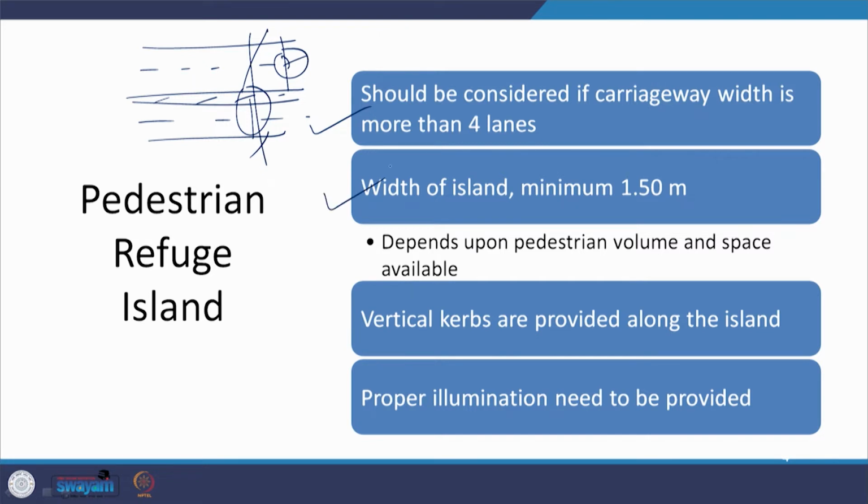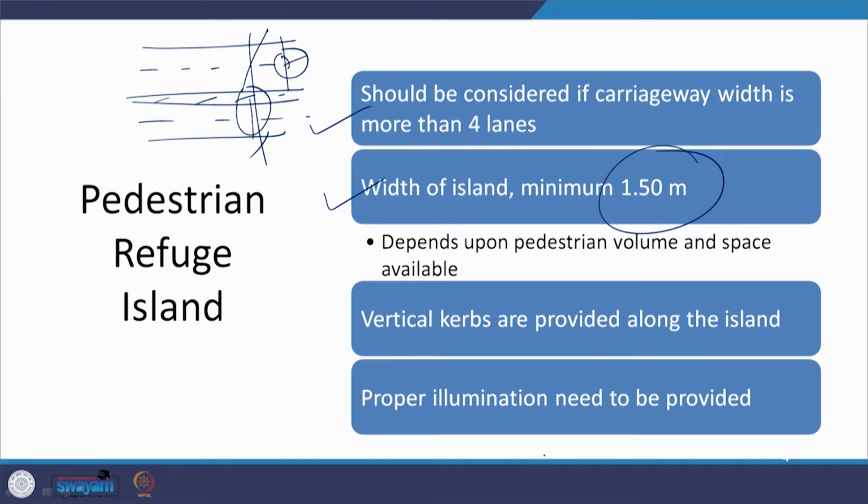The width of the island should be kept as a minimum of 1.5 meters. We have talked about 1.2 meters previously too, and in extreme conditions we have also said that it can be 0.6 meters, but as far as possible we should try to provide 1.5 meters. And of course, as I said previously when we talked about the pedestrian refuges or the zebra crossings, it is also dependent on the volume of the pedestrians and the space available in that area.